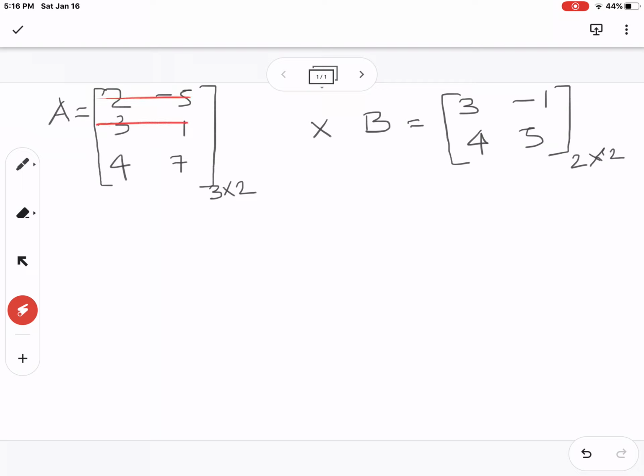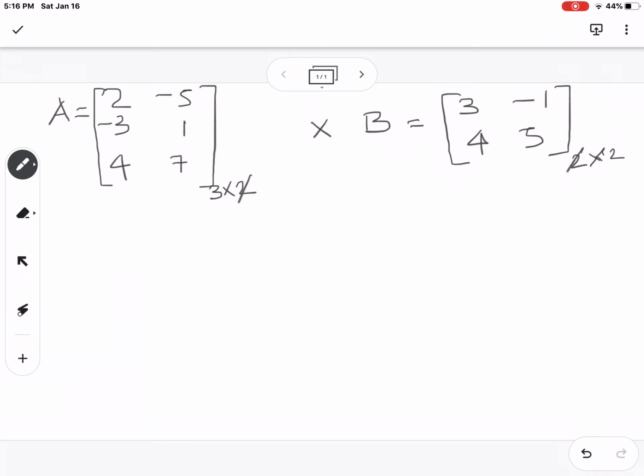So these are your 3 rows and these are your 2 columns. Similarly, 2 rows, 2 columns. Now, the very first concept you need to check in matrix multiplication is that the number of columns of matrix A, which is 2, has to match the number of rows of matrix B, which is 2. In this case only, matrix multiplication is possible. If you have a 3 by 2 matrix and a 1 by 2, then matrix multiplication is not possible. So please keep that in mind.